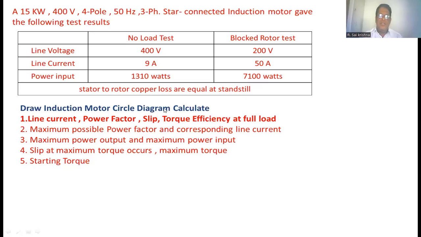Draw the induction motor circle diagram. Calculate the line current, power factor, slip, torque and efficiency at full load. Find the maximum possible power factor and corresponding line current, the maximum power output and maximum power input, the slip at which maximum torque occurs, the maximum torque and the starting torque. These are the parameters you have to calculate after developing the circle diagram of the three-phase induction motor. Now we are going to see them one by one.